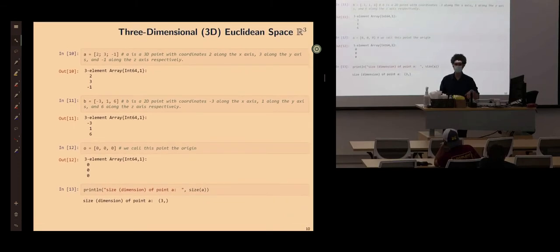Now, nothing will be different. We just add an extra component to our 2D space and vectors, and we get 3D vectors. So the origin is a 3 vector of all zeros. Okay? So the origin is always all zeros. This is a 0 vector.